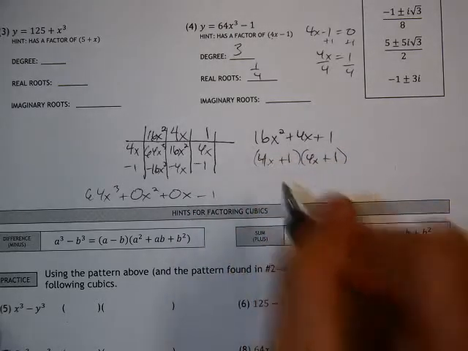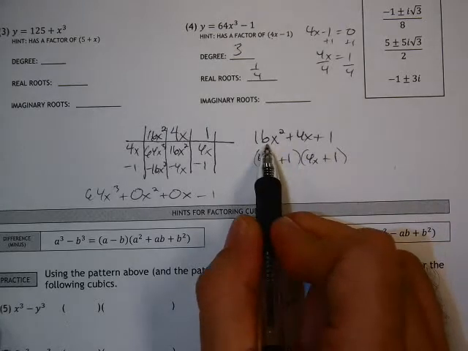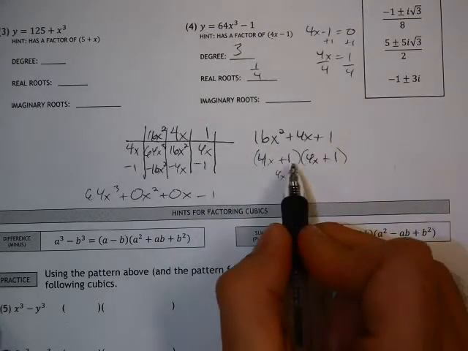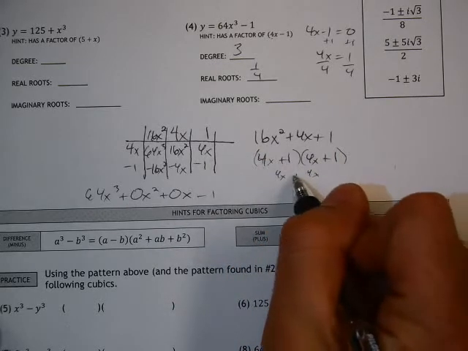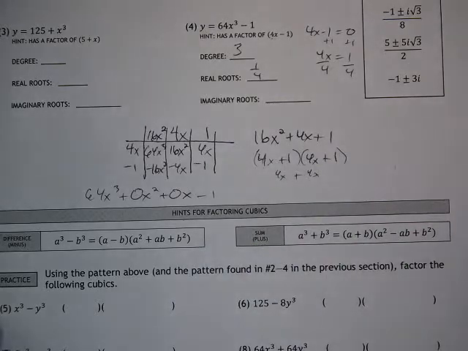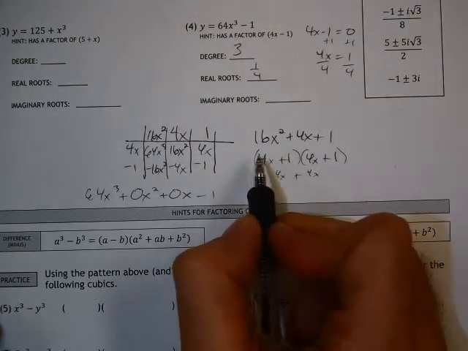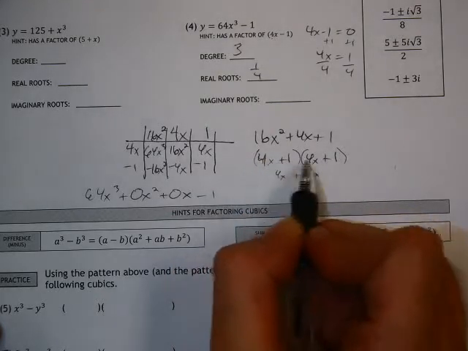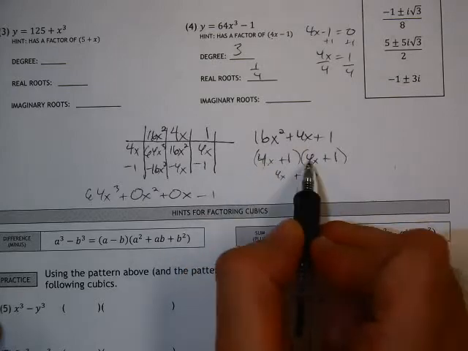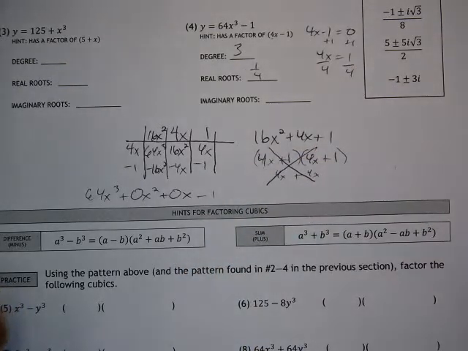If I FOIL this just to check and see if I'm right, I'm going to have 4x times 4x, which is 16x squared. 4x times 1 is 4x. 1 times 4x is 4x. Add those. I'm not going to get this 4x in the middle, so this factoring isn't going to work. And if you kept trying, you're not going to get it to work. The only other factors would be 8 and 2. That's not going to give us 4 in the middle. 16 and 1 definitely won't work. So I've got to go to quadratic formula.